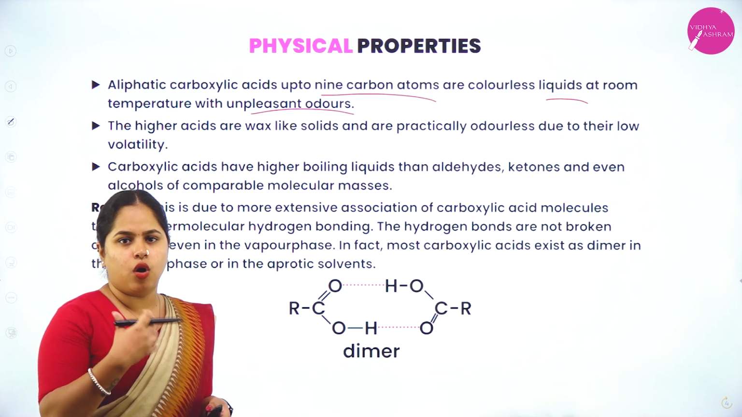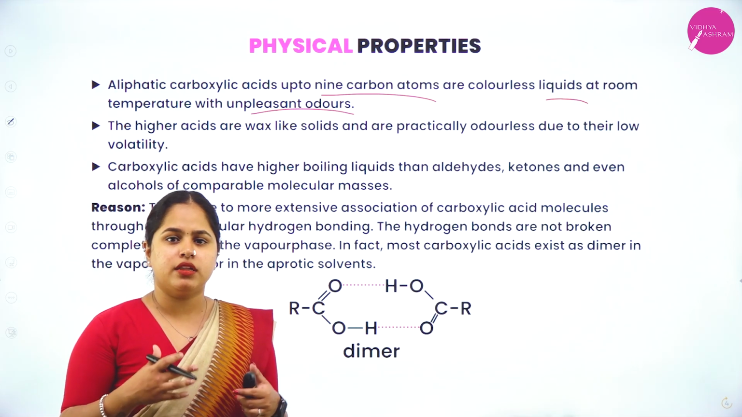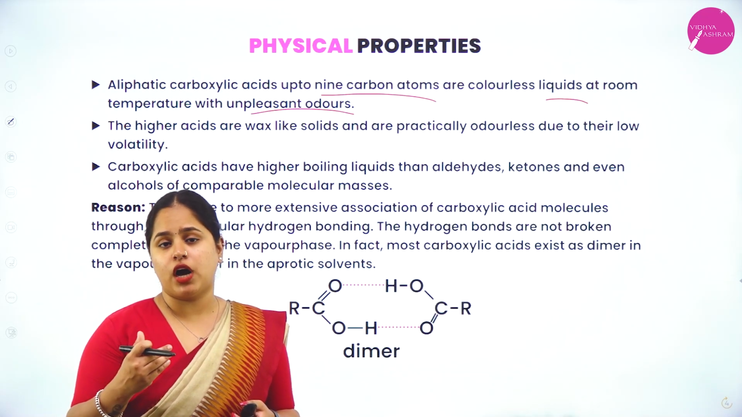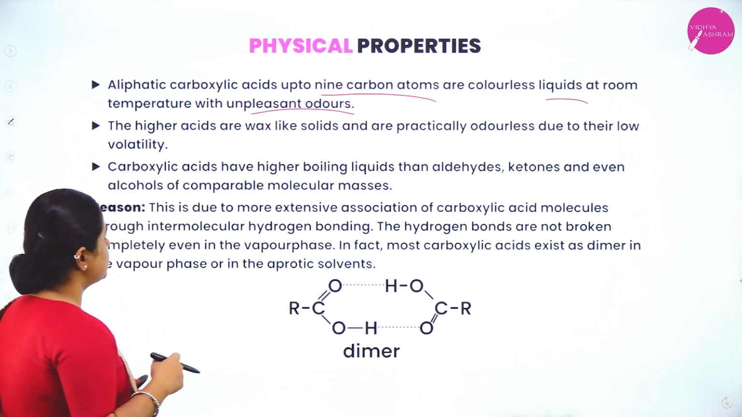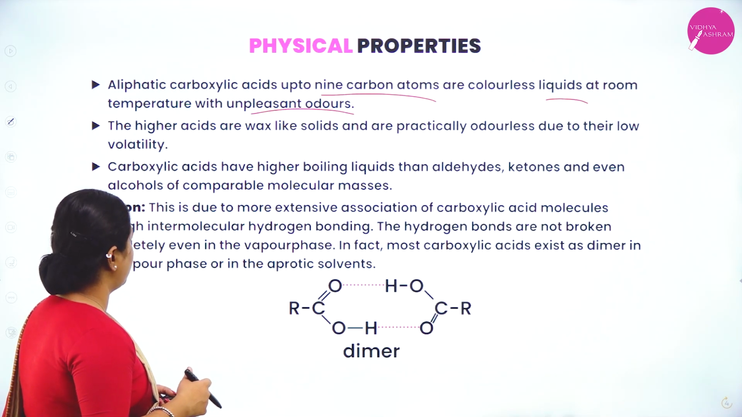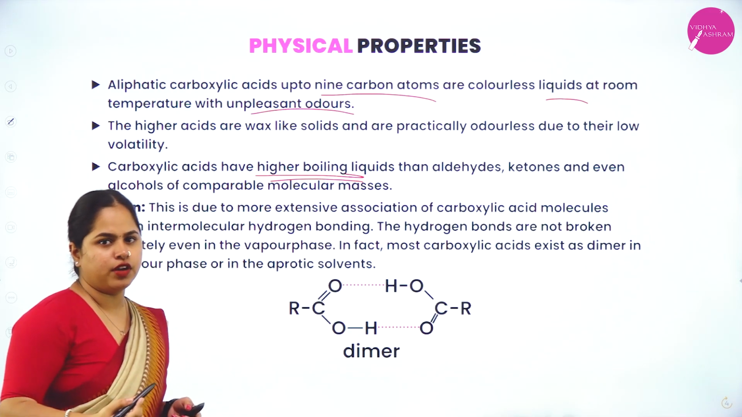If you have to get the odor or the smell, it must be volatile, right? It must be able to evaporate. But the higher ones, that is carboxylic acids having more than 9 carbon atoms, are solids and are less volatile. Carboxylic acids have higher boiling points than aldehydes, ketones and even alcohols of comparable molecular mass. So they have higher boiling points.